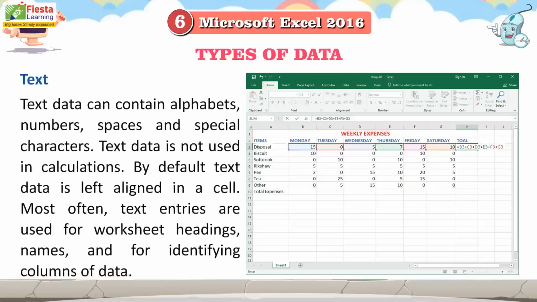Text. Text data can contain alphabets, numbers, spaces, and special characters. Text data is not used in calculations. By default, text data is left aligned in a cell. Most often, text entries are used for worksheet headings, names, and for identifying columns of data.